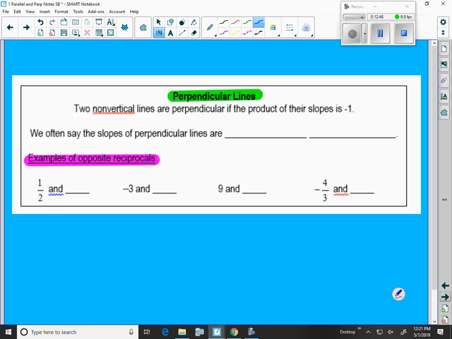Two non-vertical lines are perpendicular if the product of their slopes is -1. Here's what that means. We say that they are opposite reciprocals. I don't know if I spelled it right. What's the other way that I said it today? Flip the fraction, flip the sign. Okay, so you can write that there if you need to.